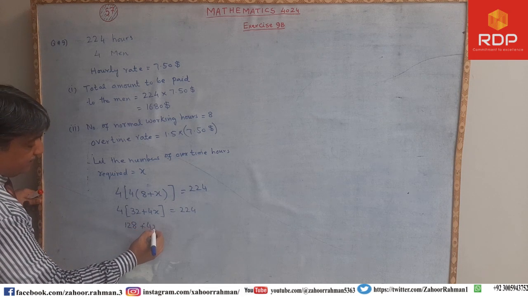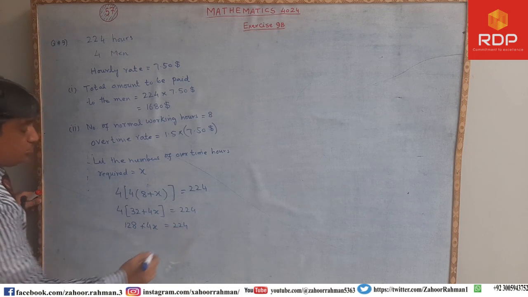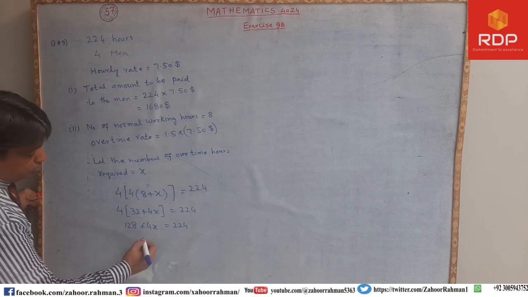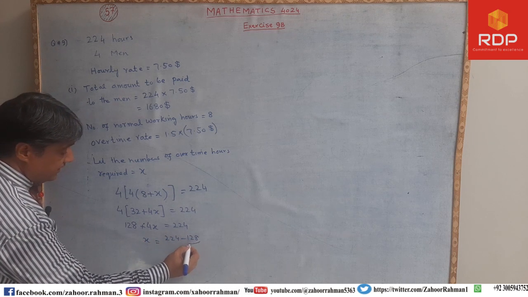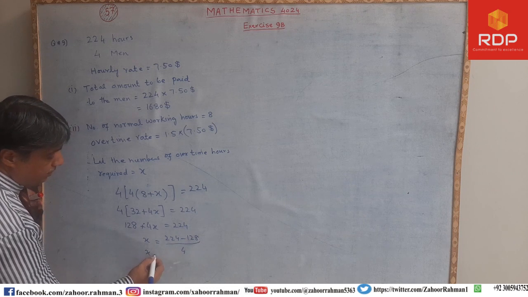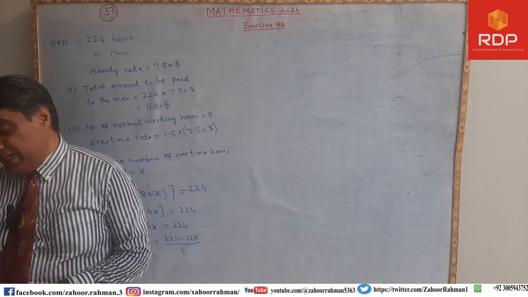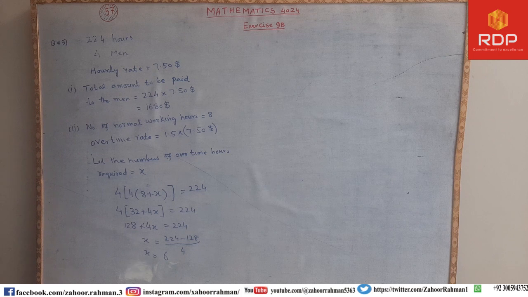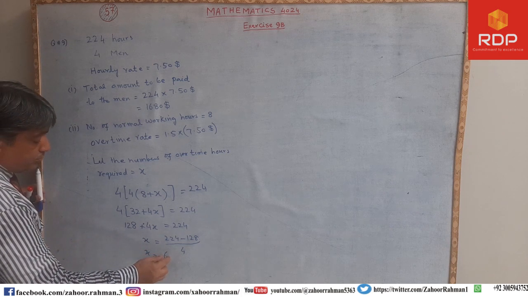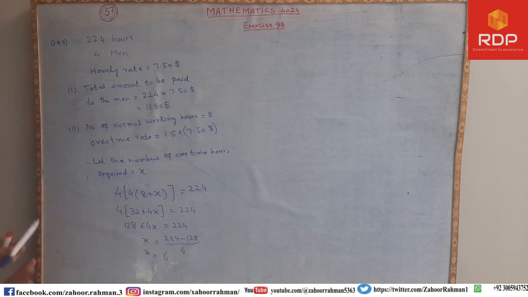So 128 plus 4x is equal to 224. So x is equal to 224 minus 128 divided by 4. And when we calculate it, it comes out to be 6. They have to do 6 overtime hours, 6-hour overtime, to complete that in the stipulated time. But this is not the answer.